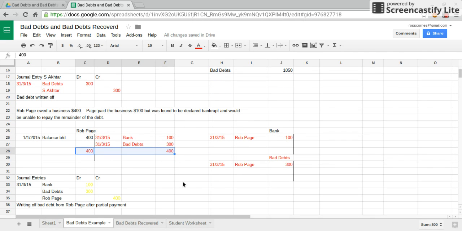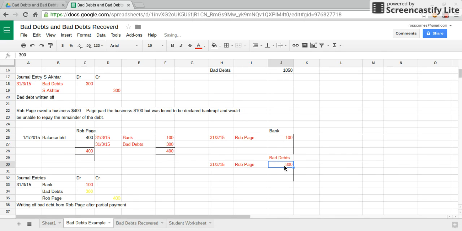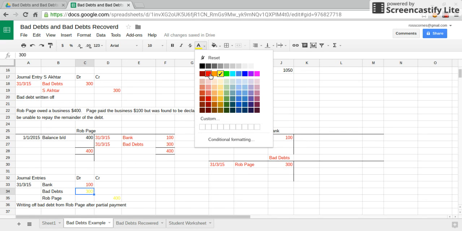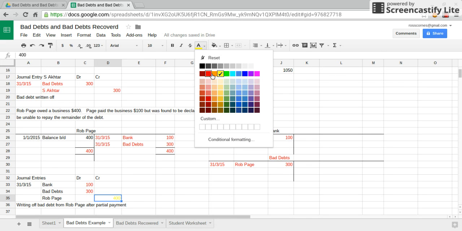Okay, journal entries, very, very simple. In the bank account, we've put a debit in of 100. In the bad debts account, we put a debit entry in of 300. Don't forget, in the Rob Page account, in total, we've put credit entries in for 400.